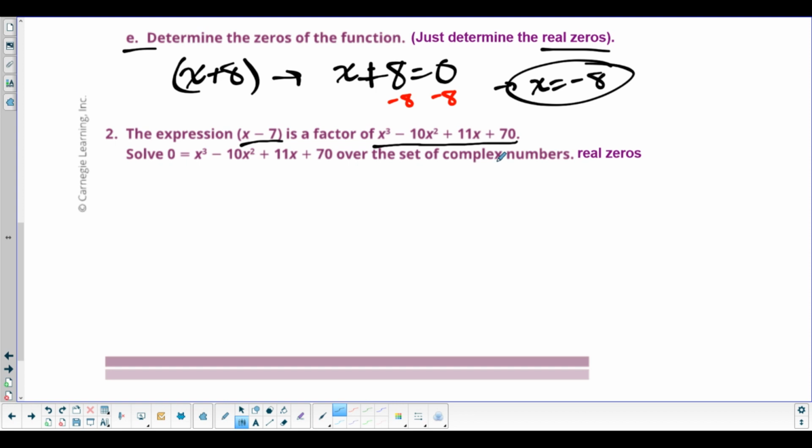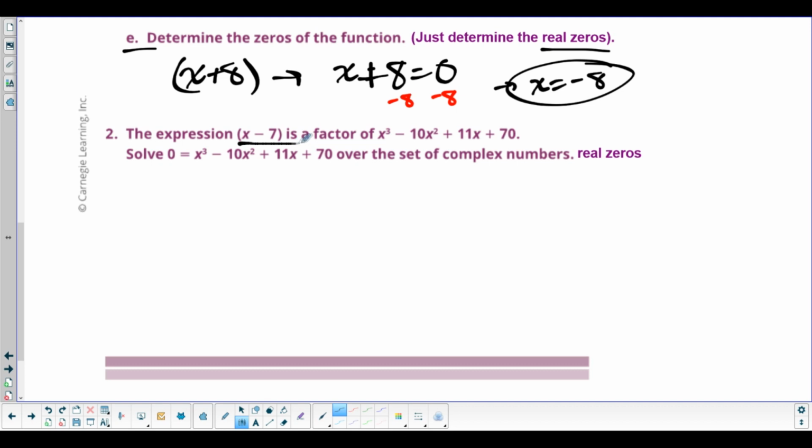Okay. So if you didn't get that worked example, if you felt like you were still struggling with where they were going, hopefully I can help by walking through the process right here. So really what they're trying to say is solve x cubed minus 10x squared plus 11x plus 70 equals 0, which is just our polynomial.